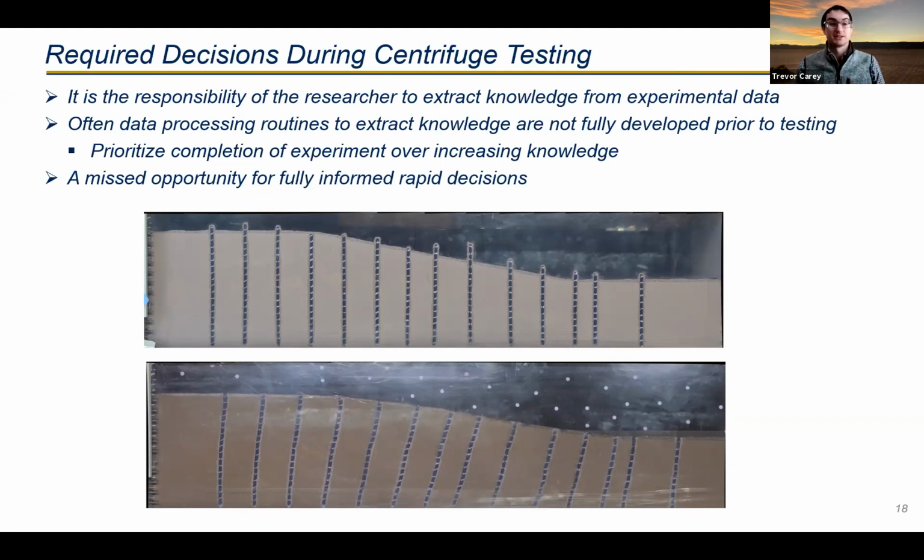And that's because there's a prioritized completion of the experiment over the increase in your knowledge, or the knowledge we're trying to extract from the experiment. These are often seen as separate tasks. You have the experiment, you have the processing, and then you have the write-up of the data. But actually everything's together as one unit. This is a missed opportunity for fully informed rapid decisions. If you're only looking at a specific aspect of the response of the system, you're not fully forming your thoughts and understanding of that.